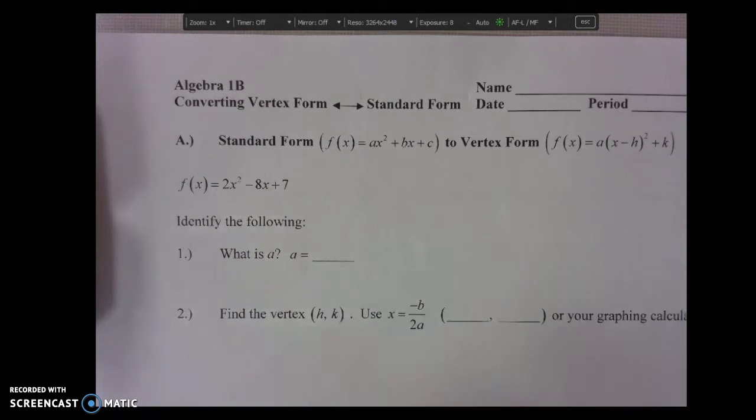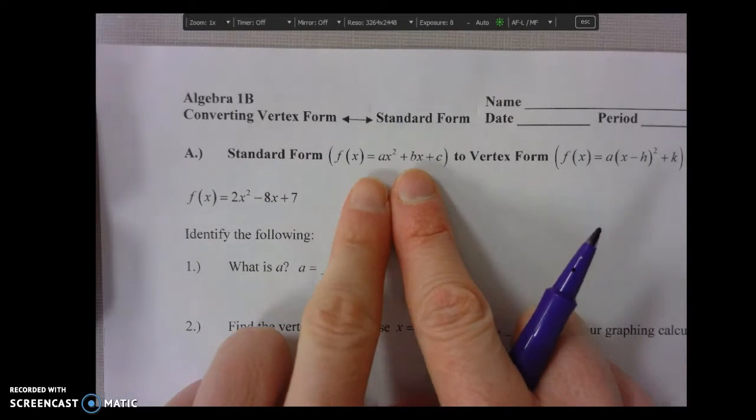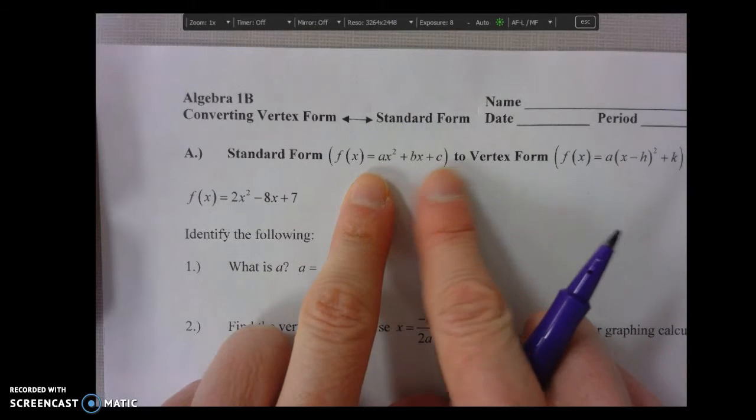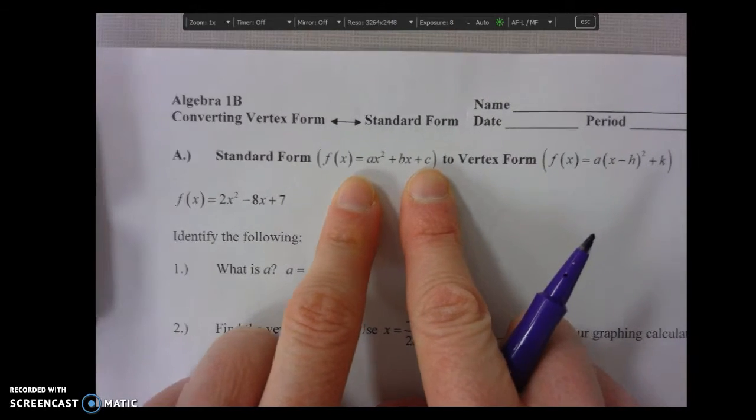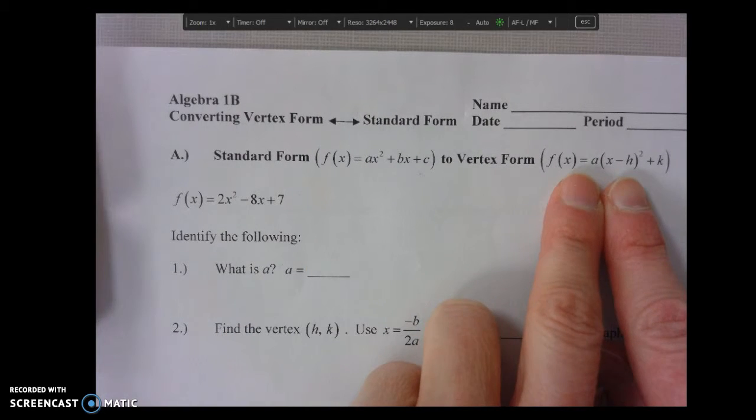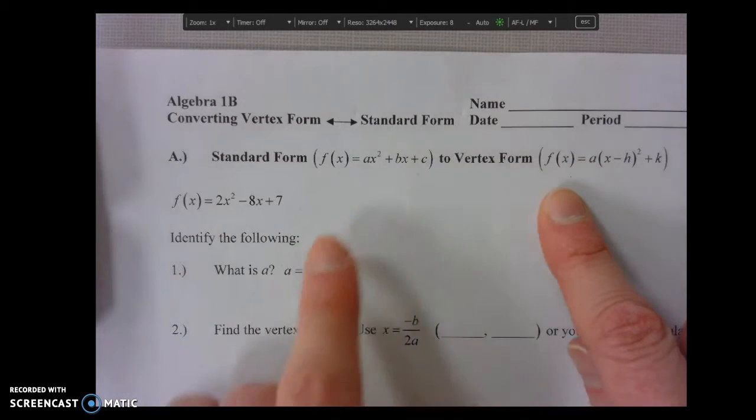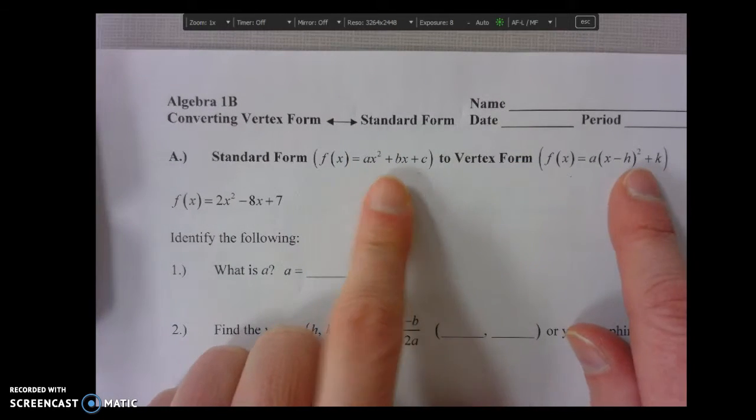All right, standard form, no parentheses. You see an x squared plus bx plus c. We've seen that before. We've been working with that standard form for quite a few weeks. Vertex form is always going to have a set of parentheses around it, and then your square. So we're going to convert from this form to this form.